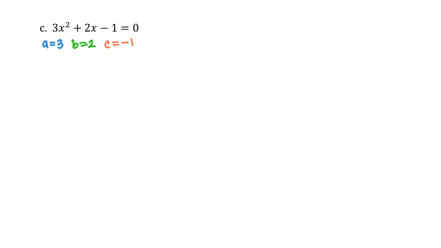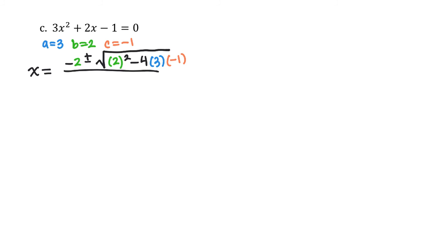Okay, since we're solving for x, I'm going to say x equals negative b plus or minus the square root of b squared minus 4ac, all over 2a. Okay, now that we're plugged in, let's simplify it.